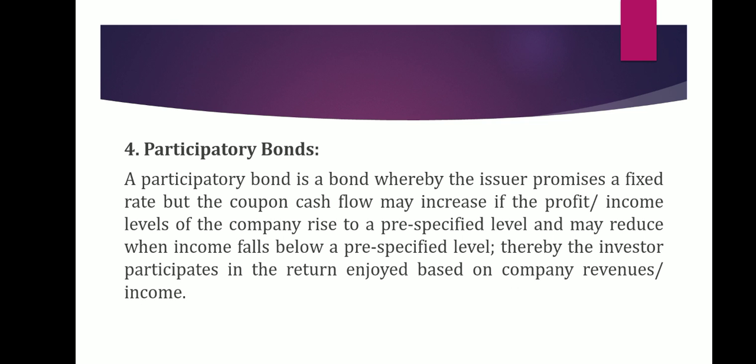Participatory bonds. A participatory bond is a bond whereby the issuer promises a fixed rate but the coupon cash flow may increase if the profit or income levels of the company rise to a pre-specified level and may reduce when the income falls below a pre-specified level. Thereby, the investor participates in the return enjoyed based on the company's revenue or income. Here the bond participates in the profits of the company. If the profit is high, the bondholder gets additional income. It is similar to income bond or preferred stocks.